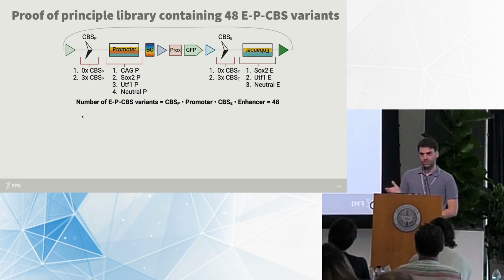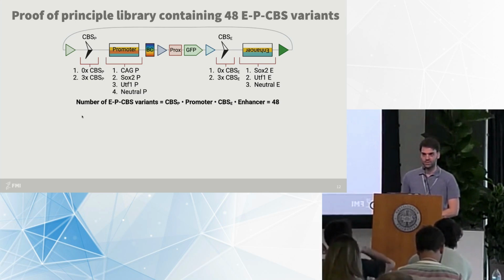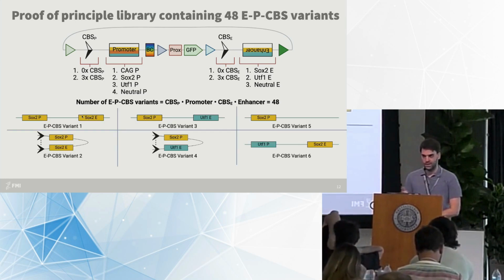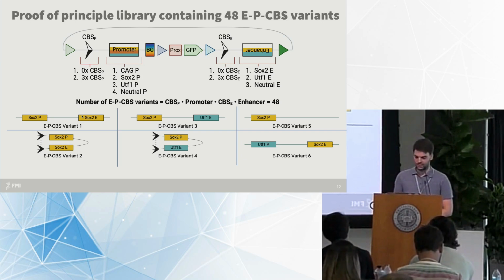So this is my proof of principle library that contains 48 different variants. It either has strong CTCF sites before a promoter or no CTCF sites. It can have 4 different promoters: a CAG, which is a synthetic strong promoter; SOX2 and UTF1, which are endogenous promoters; or neutral, which is a neutral sequence that doesn't have any promoter activity, kind of a negative control. And again, it can have strong and weak CTCF sites downstream, and the cognate enhancers of the 2 promoters and the no enhancer control. So just to give you an idea, we can have cognate pairs with or without CTCF sites, non-cognate pairs with or without CTCF sites, just the promoter alone, etc., etc.